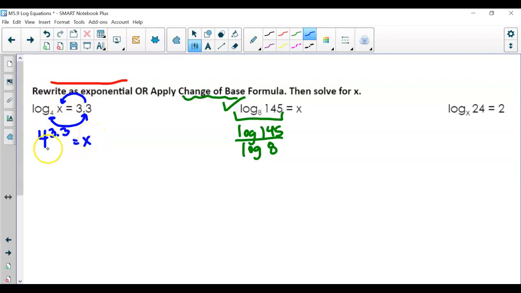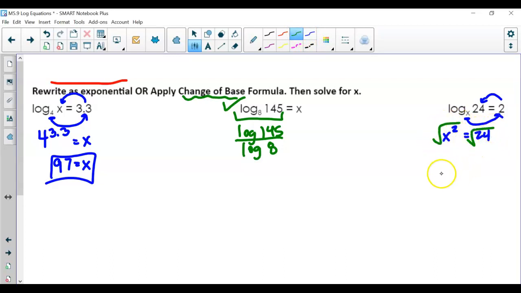So now notice that's just 4 to the 3.3 power. So putting that in the calculator, you get approximately 97. So then here, again, the base is x. So x to the what power? Second power is equal to 24. Now notice we're back to solving a quadratic, right? That's x to the second power. So what would you do to solve for x? Take the square root. So this is x is equal to plus or minus. Simplify that radical 24 and you can get to radical 6 here.